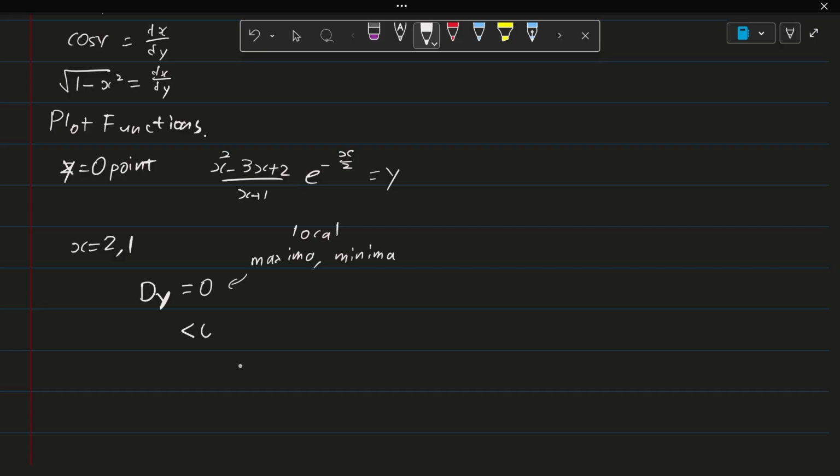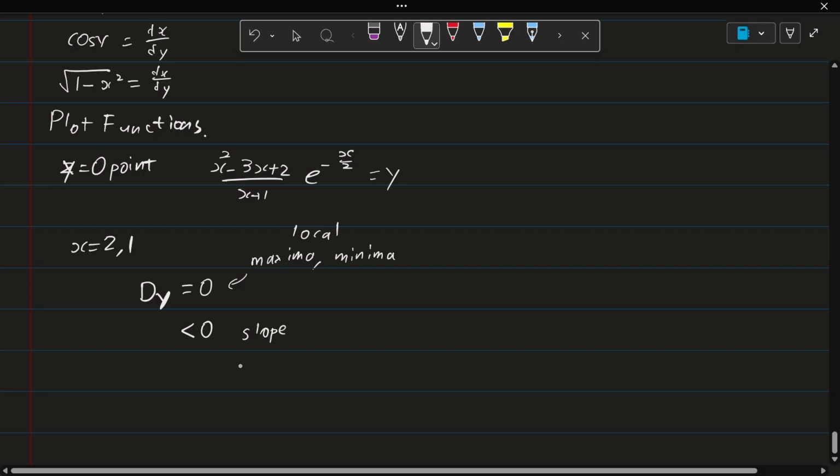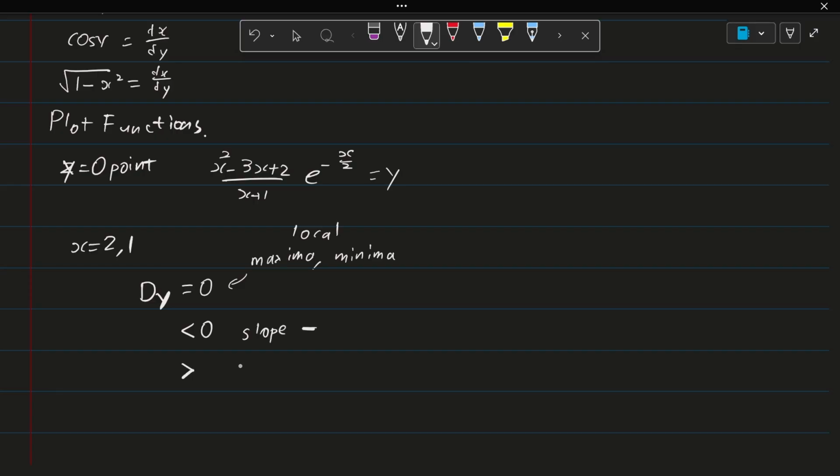But if the value is less than 0, we know that the slope must be negative. If it is greater than 0, the slope is positive. Slope negative means it's going down, and slope positive means that it goes up. So you could just try to find a value which is easy to compute and then plug it into the derivative. If you find your value to be negative, it means that it's going down, while if it is greater than 0, it is positive.